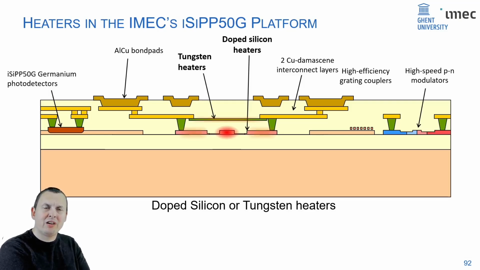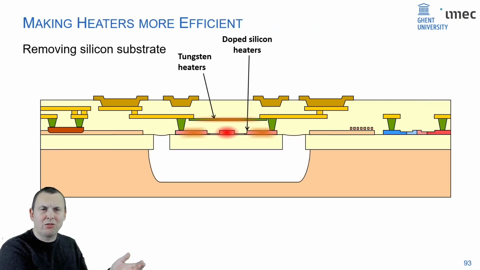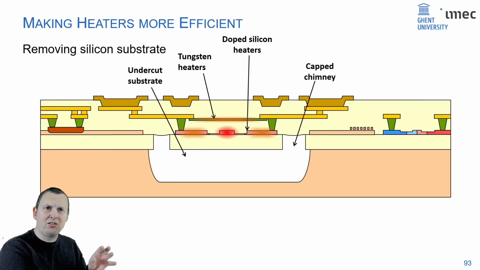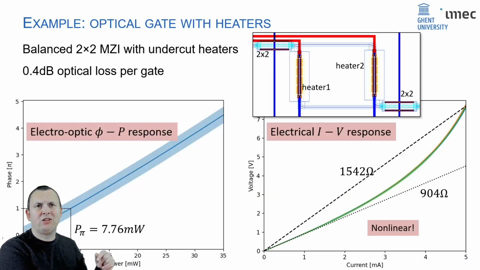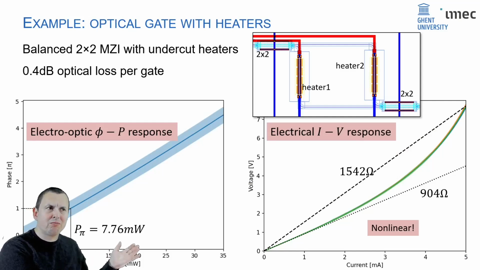you heat your waveguide and you get a phase shift. In order to make them more efficient, you can add some tricks, for instance, adding undercut, removing the substrate so that the heater is locally thermally insulated, which makes it a bit more efficient, which then makes it also a bit more compact. For instance, the heaters we use in our circuit are not the most efficient heaters in the world, but they still do their job with a power of less than 8 milliwatts to induce a pi phase shift.